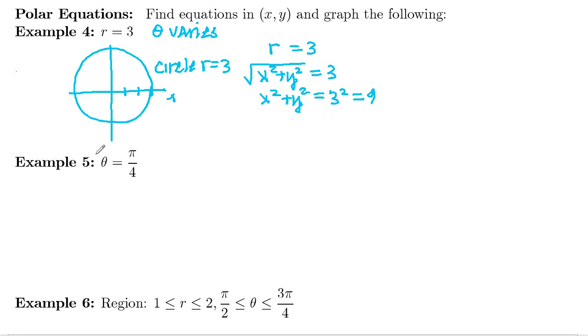So how about theta equals pi over 4? So theta is held constant, and then r is left out of the equation, so r varies here. Remember that theta is the inverse tangent of y over x. So this is saying that inverse tan of y over x is equal to pi over 4.